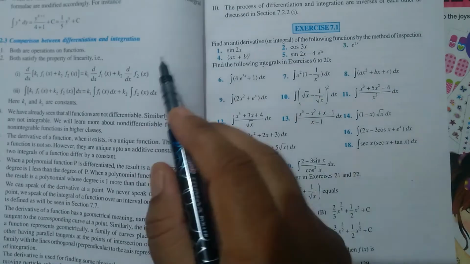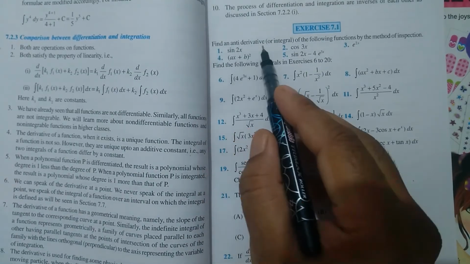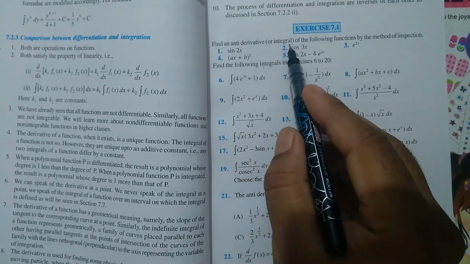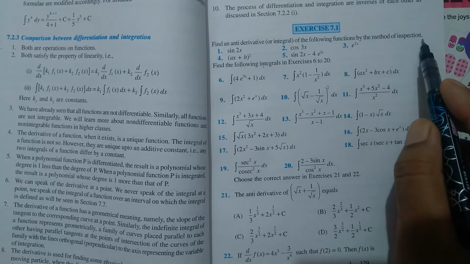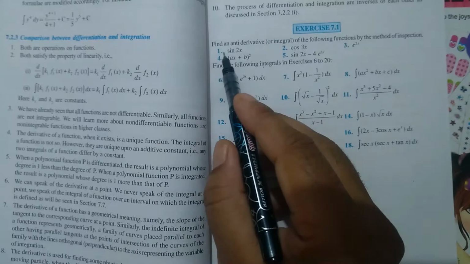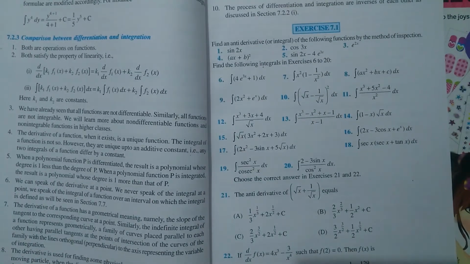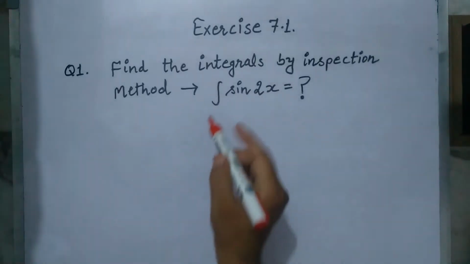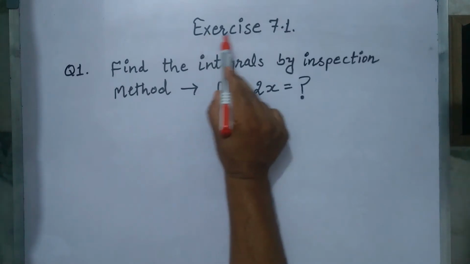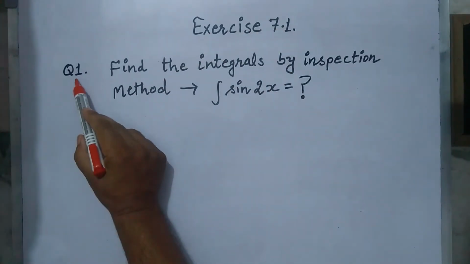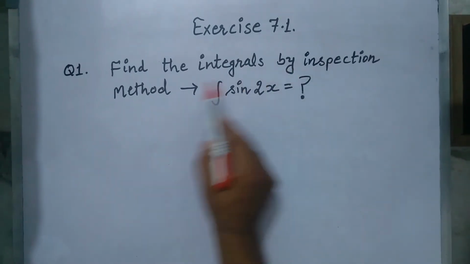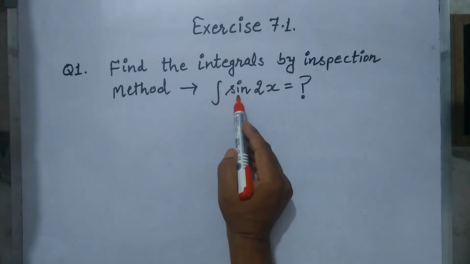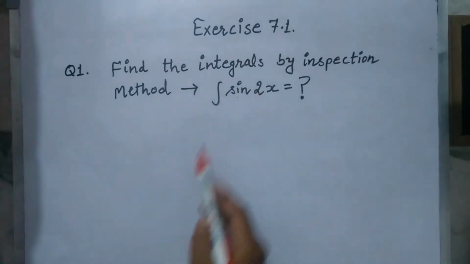The very first, find an antiderivative or integral of the following functions by the method of inspection. The very first question, sine of 2x. So we have the very first question of exercise 7.1. Question number 1, find the integrals by inspection method. The question is integral of sine of 2x.